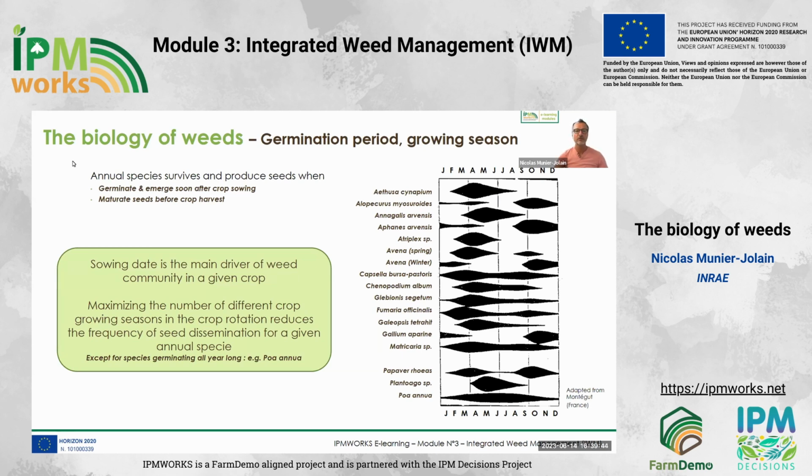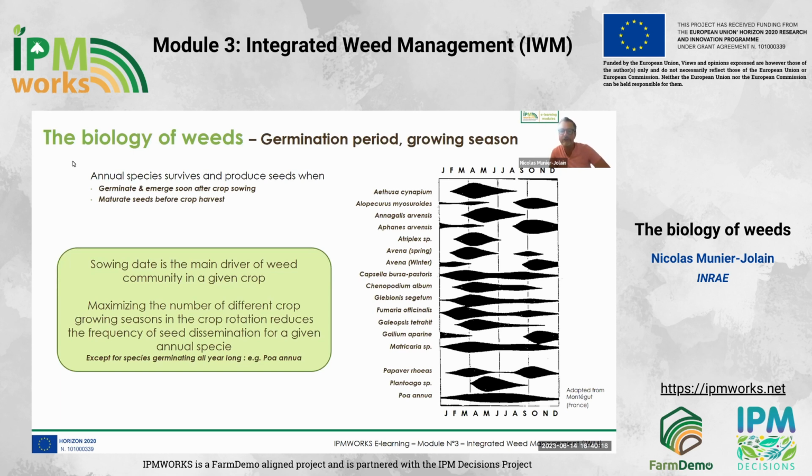And you can see on the right side of the screen a list of species, about 20 species, and you have the optimal period of germination of those species. This is adapted from Montaigu in France, so this period of germination and emergence might vary a little bit across countries and regions throughout Europe. But anyway, the main message still is applicable everywhere in Europe.